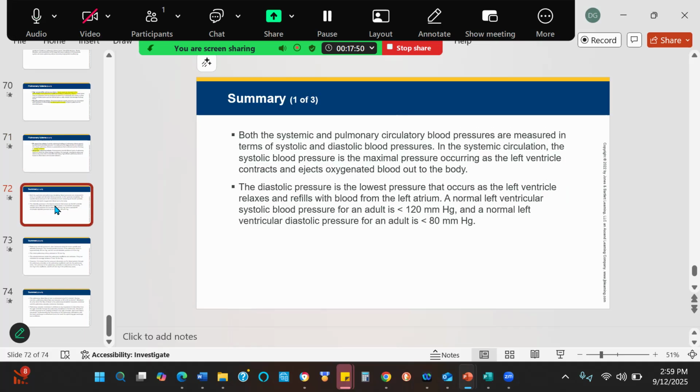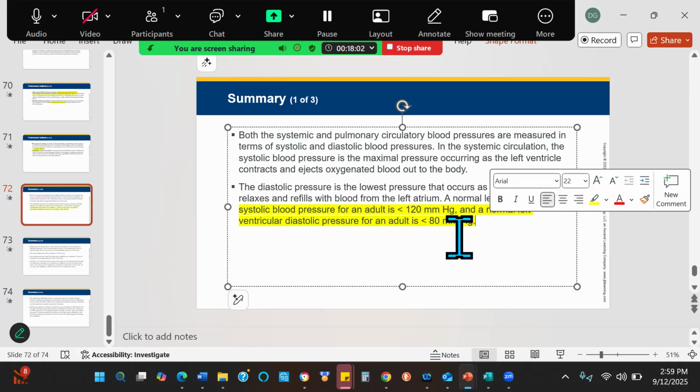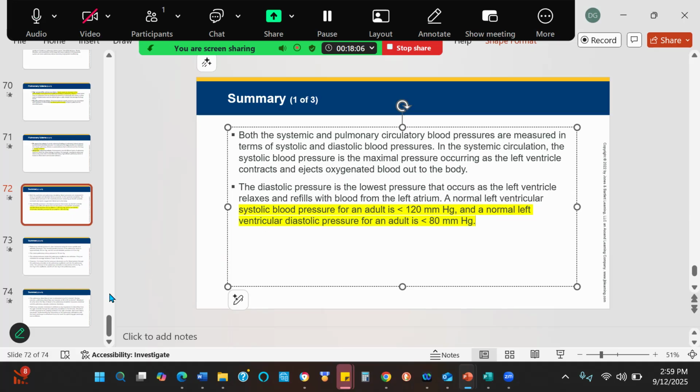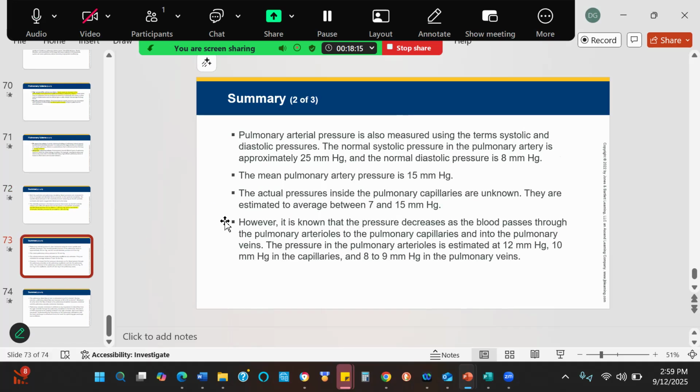Fascinating. Summary: systemic and pulmonary circulatory blood pressures are measured and are very important. We know that systolic should be about 120, diastolic about 80. So many Americans have high blood pressure, as you know, and have to take medication for it. It's very important to monitor your blood pressure and take care of that, because if it goes on for a long time, high blood pressure can damage a lot of things in the body.